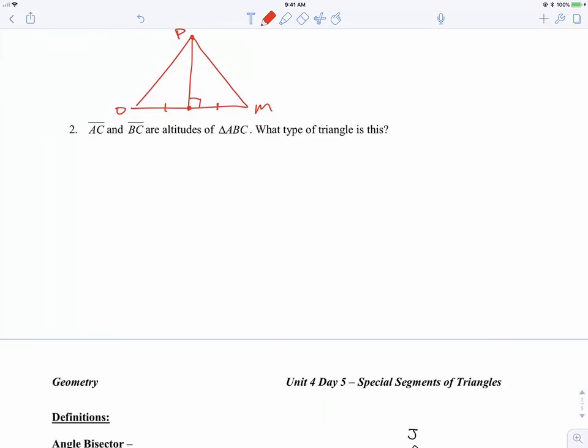AC and BC are altitudes of triangle ABC. What type of triangle is this? So when I draw my triangle, it's got to be a right triangle because in triangle ABC, the altitudes are actually sides of the triangle, right? AC and BC themselves. So when I draw it, it's got to be a right triangle. And so that's why. When one or two of the sides are the altitudes, then it's a right triangle.